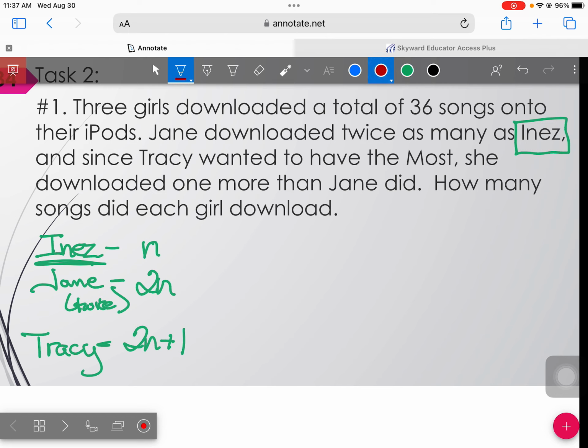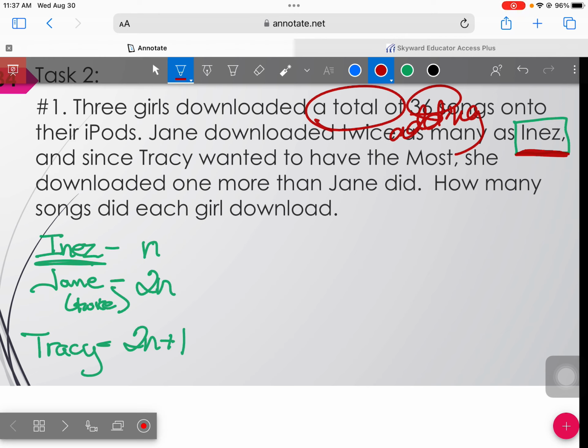What else is relevant in this problem? I think the fact that everything is centered around Inez is very important. You only need one variable here. But what else is important? Total. And total means we are adding, and also to 36. So who wants to give me an equation?